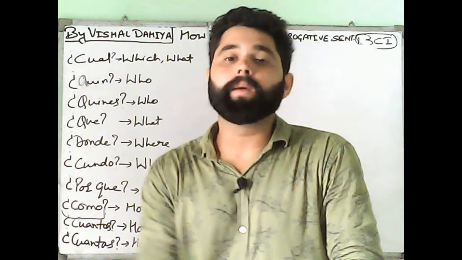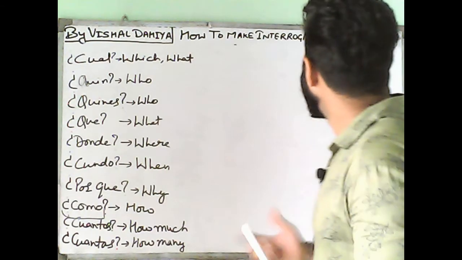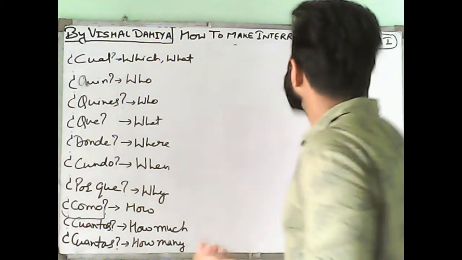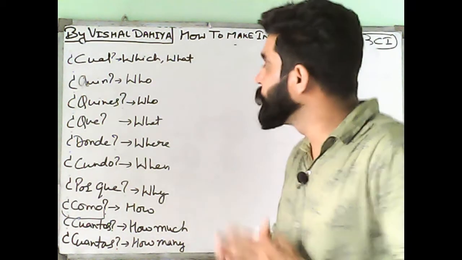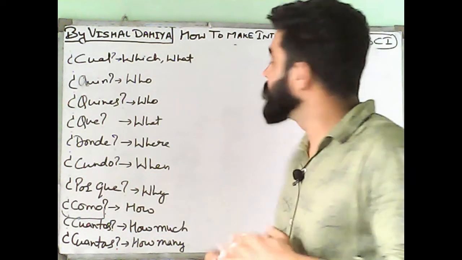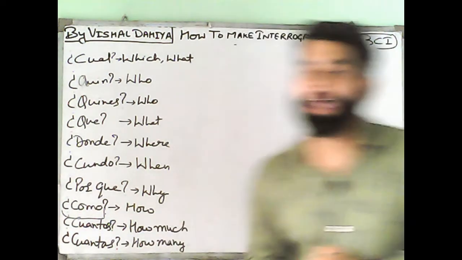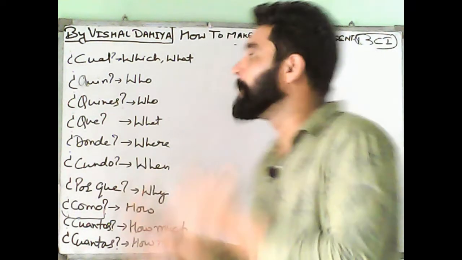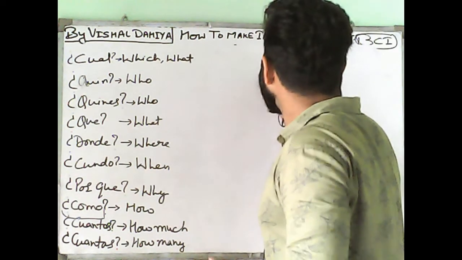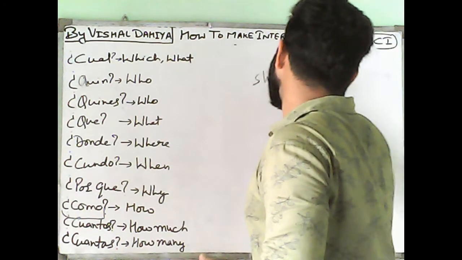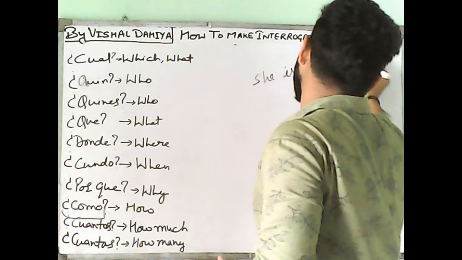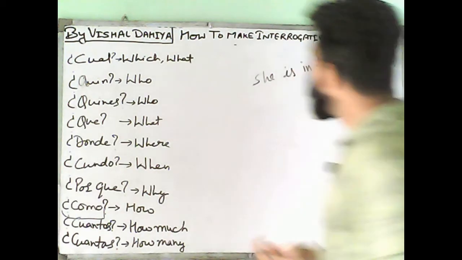So guys, now we are going to learn how to make an interrogative sentence, right? See, it is very easy to make an interrogative sentence in Spanish. There are two types of interrogative sentences. One is a WH interrogative, which we have in English as well, and another one is a simple interrogative. First we are going to learn the simple interrogative. For example, if I want to say she is in the school, right? She is in the school.